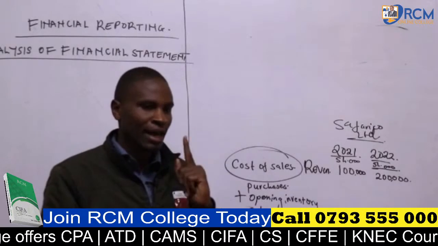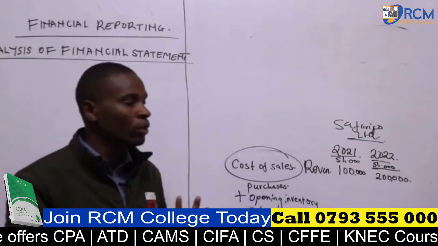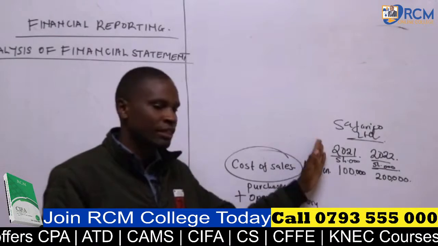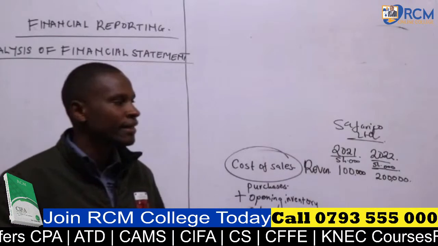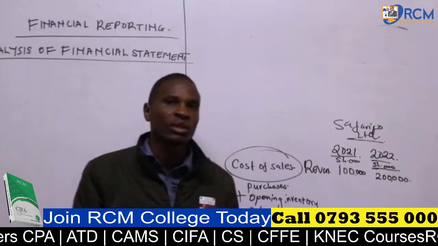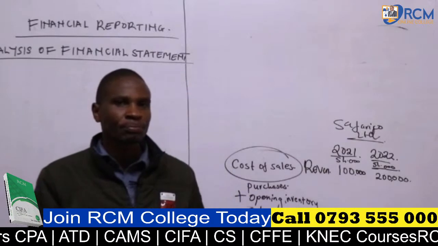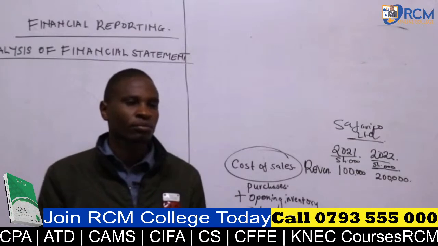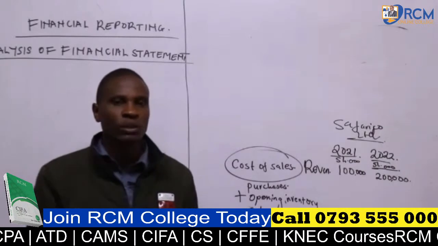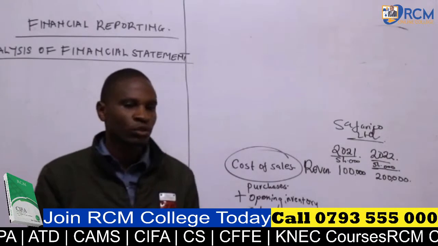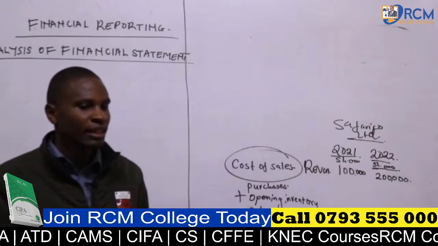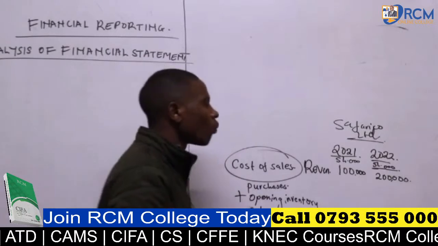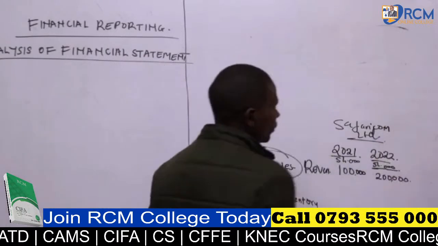I want you people to understand from the word go, so that you're able to identify what we are trying to say here. So which year did our company perform well in regard to revenue? We said that it's always better to attempt. So Accord is telling us in the year 2022, Safaricom Limited performed well compared to the year 2021.